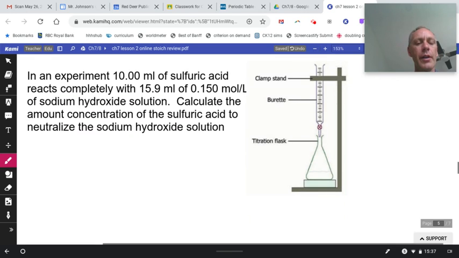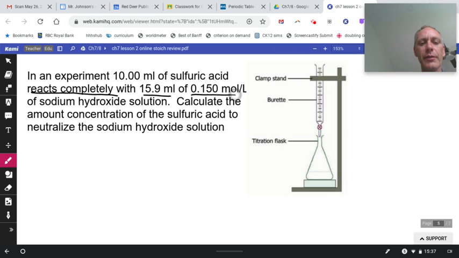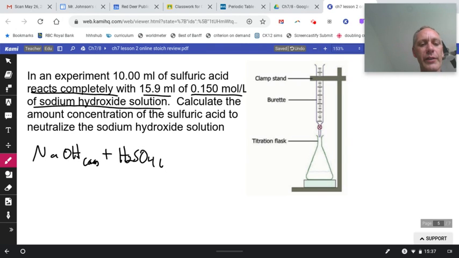2 left. Okay, in an experiment, so now we're doing solution stoich. 10 mils of sulfuric acid reacts completely with 15.9 mils of 0.15 mole per liter sodium hydroxide solutions. We have 2 solutions. NaOH reacting with sulfuric acid, H2SO4. That's one of the big 6 strong acids to produce double replacement.